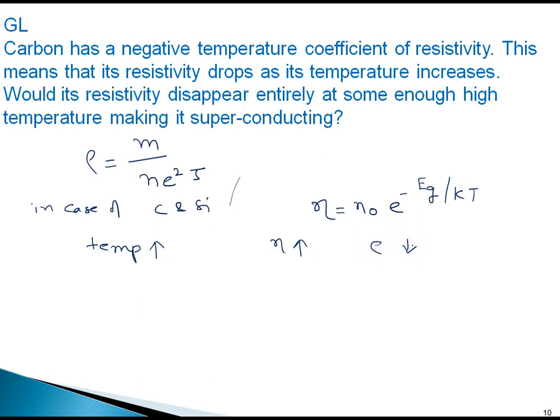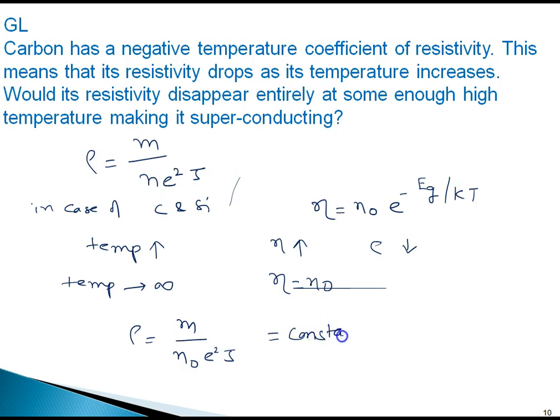Okay. Now suppose temperature tends to infinity, then what will N become? N will be N0 because that factor will be 1. So when N equals N0, I put that in and I get rho equals m upon N0 e square tau, and it is constant. So we will say at high temperature carbon will behave as a metal, not a superconductor. I hope it is clear to all of you. Okay, then we will move to the next.